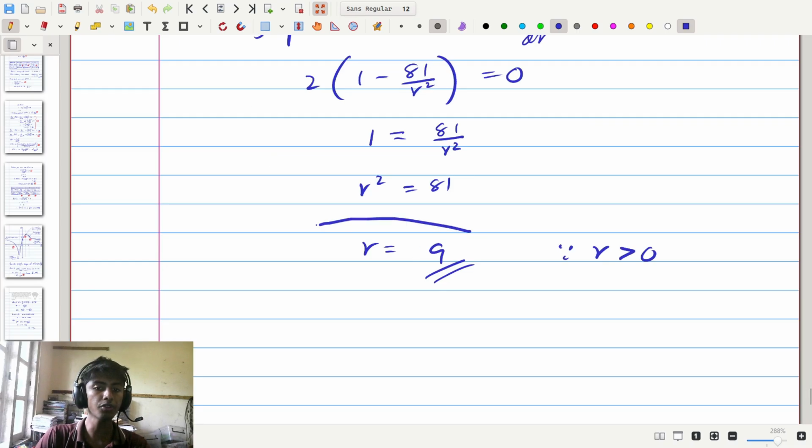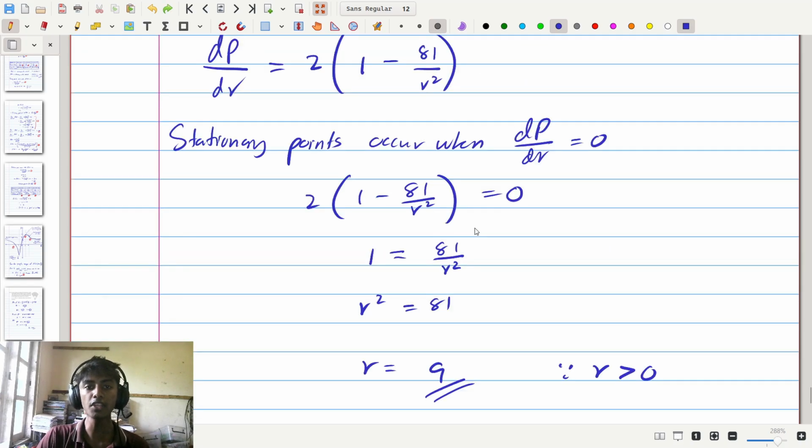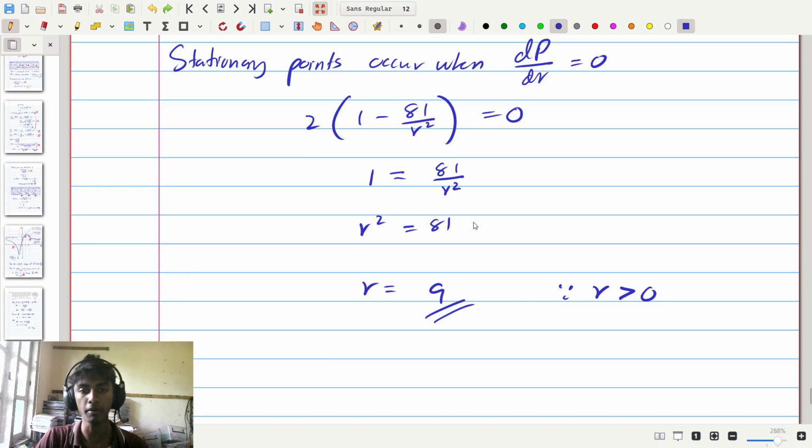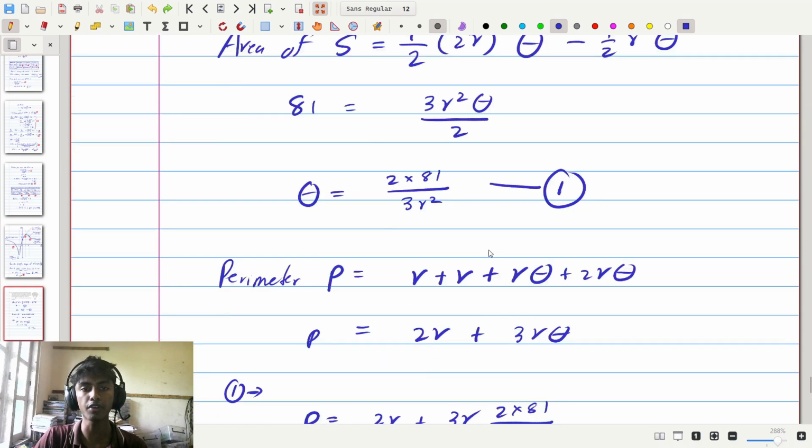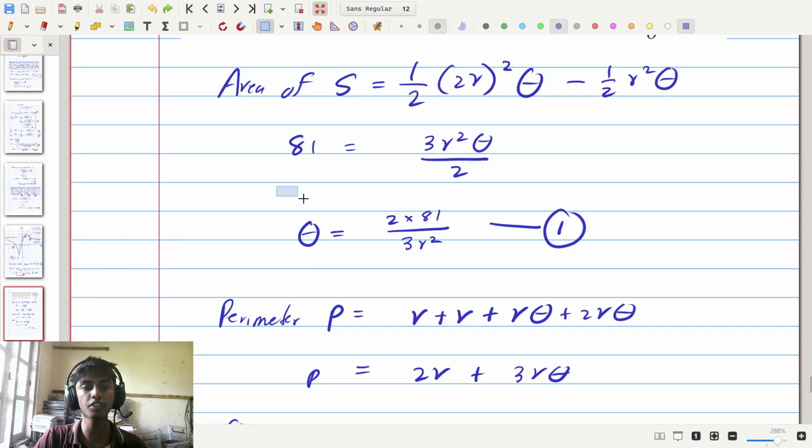Now we also need to find the corresponding angle theta to this, and we also need to show that this turning point is a local minimum. I'm going to do the angle theta one first, and I'm going to do that by using this expression right here.